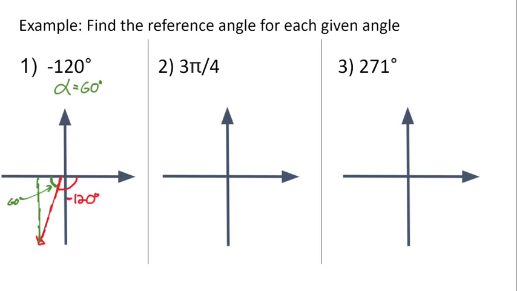Next, we'll do 3 pi over 4. Now, you might be fluent with radians, you might not. So for this one, if you want to just convert it to degrees right off the bat, you can. But 3 pi over 4 is right there. It's the equivalent of 135 degrees.